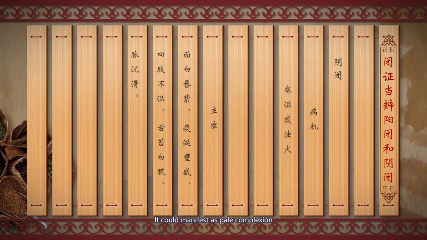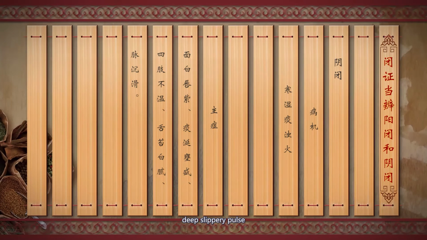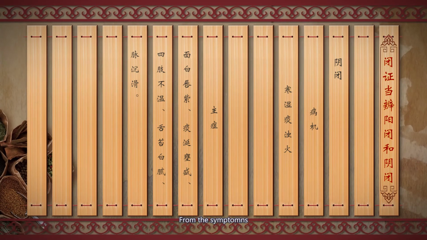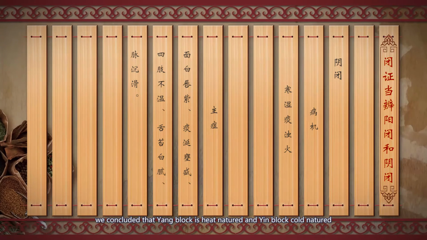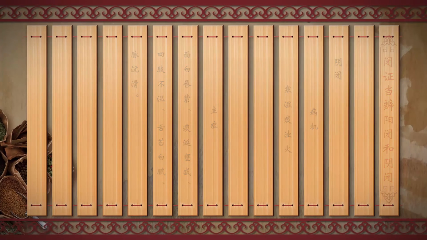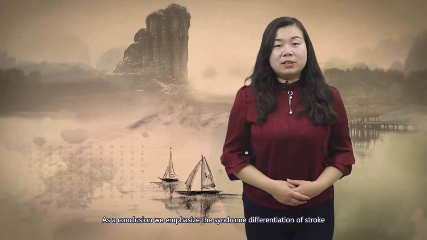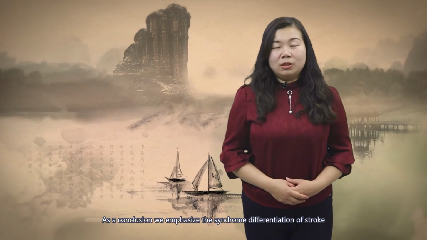It could manifest as pale complexion, purple lips, and persistent phlegm and saliva. The limbs could be cold, with white greasy coating, deep slippery pulse. From the symptoms, we concluded that yang block is heat-natured and yin block cold-natured. As a conclusion, we emphasize the syndrome differentiation of stroke should be divided into these three levels.